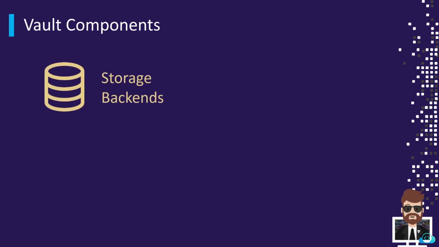So the first one that we want to talk about is storage backends. The storage backend is where Vault will actually store all of its data in encrypted fashion. There are a bunch of different options for storage backends. If you're running enterprise, you're probably running Raft or Consul as the backend. But if you're running open source, there's a wealth of supported backends that you can use.